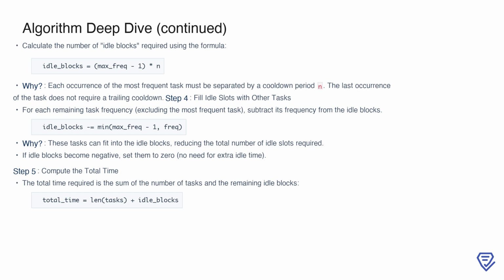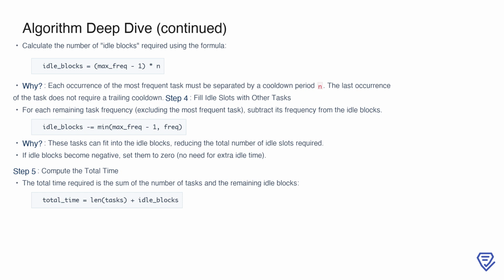Once we have these idle blocks, we try to fill them with other tasks. For each remaining task frequency, we reduce the idle blocks using the formula idle_blocks -= min(max_frequency - 1, frequency). This means that tasks with lower frequencies can fit into the gaps created by the most frequent task. If the idle blocks become negative, it indicates that there are more than enough tasks to fill the gaps, so we set idle blocks to 0.